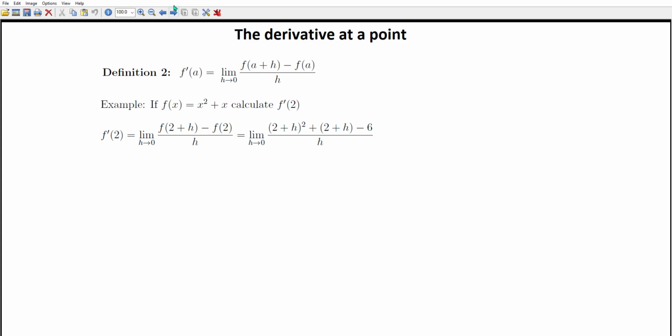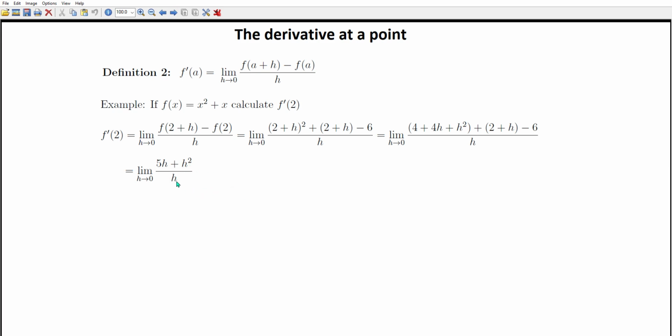Now we square 2 plus h, and we get 4 plus 4h plus h squared plus 2 plus h minus 6 over h. Now we want to simplify the top, and what we notice here is 4 plus 2 minus 6 is 0. 4h plus h is 5h. So the whole top ends up being just 5h plus h squared.